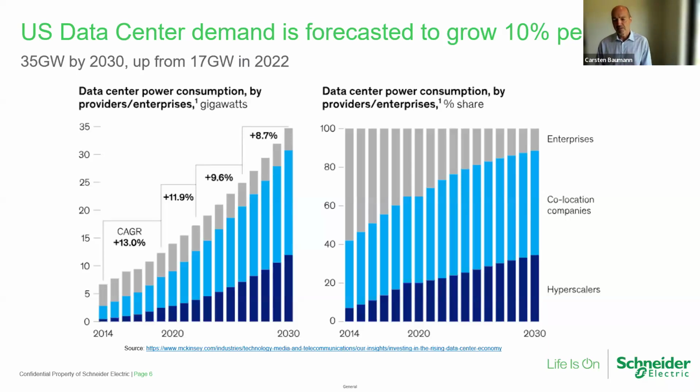This is a McKinsey report from 2022, and there are others now where it's actually been revised. It's going to probably, in the United States, grow more than 15% on an annual basis. So this is an enormous amount of new capacity coming online, and we have to figure out where we are going to build it, how we are going to build it, and how we are going to operate it.